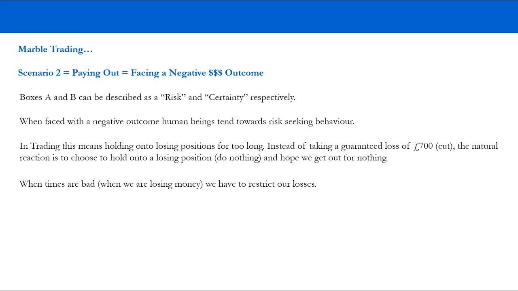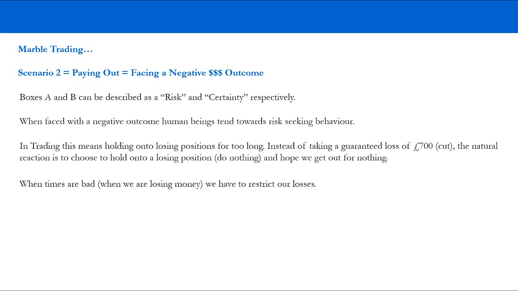80% of respondents tend towards or choose box A when facing the negative outcome, and 20% choose box B. And this is again being human. When faced with a negative outcome, human beings tend towards risk-seeking behavior.